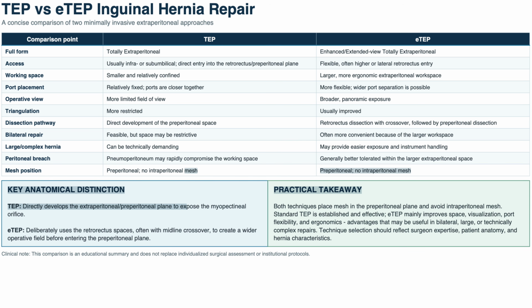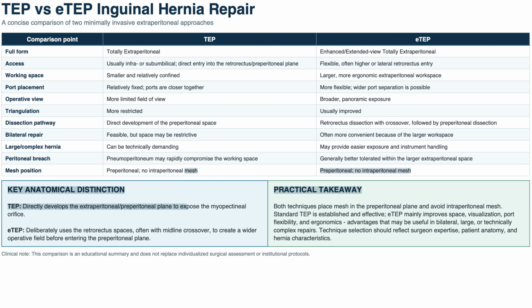lateral. Working space is more in the extended TEP. Port placement is more flexible, with wider port separation. The operative view is also very large, a broader panoramic view you can have. Triangulation in TEP is very narrow, but here it is very improved. Dissection in TEP is direct development of the preperitoneal space. Here first you will go for retrorectus dissection, then crossover, and then you will enter into the preperitoneal space.